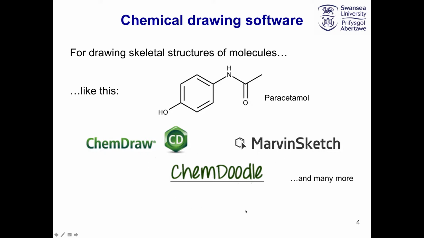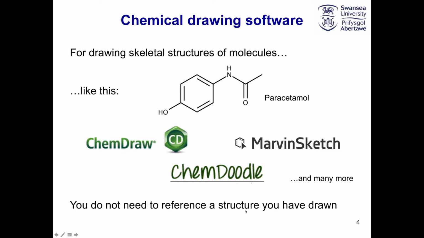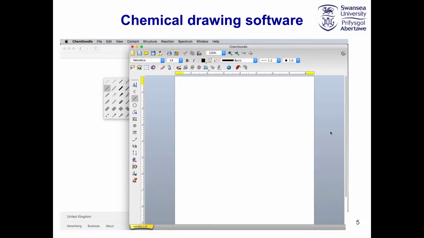Now the key thing here is that you don't need to reference a structure that you've drawn. So if you go on Wikipedia, pull down a structure, that's okay, but you've got to cite Wikipedia, say image from and the source. If you draw it yourself, you don't need to, and it's much better practice to draw it yourself. Okay, so let's talk about ChemDoodle because we've got a site license for it for you all to use.